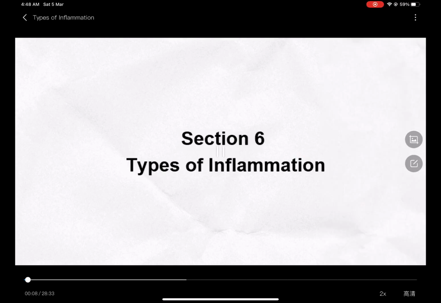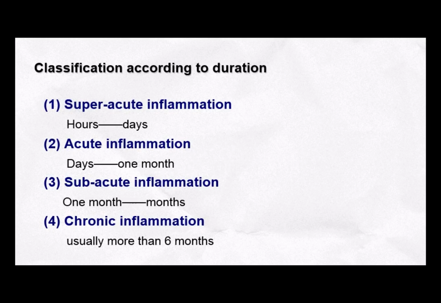Hello, welcome back. In this section, we'll talk about types of inflammation. According to duration, inflammation can be classified as superacute inflammation, acute inflammation, subacute, and chronic inflammation. Superacute inflammation often lasts hours to days, and acute inflammation lasts days to 1 month. Subacute inflammation lasts 1 month to several months, and chronic inflammation usually persists for more than 6 months.